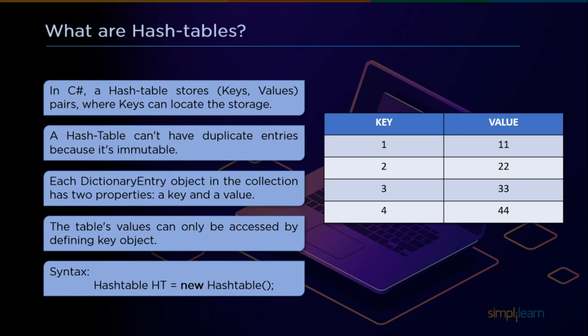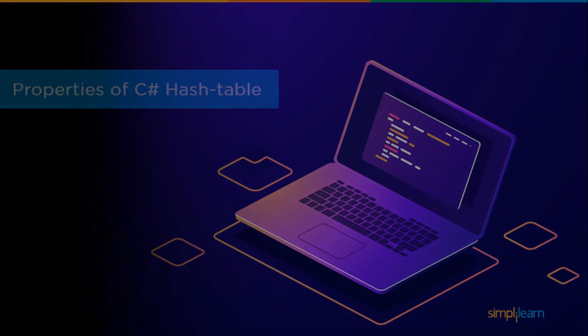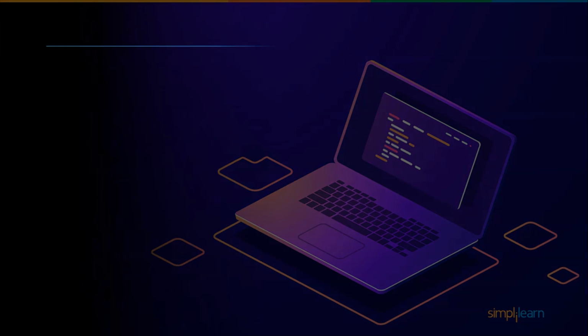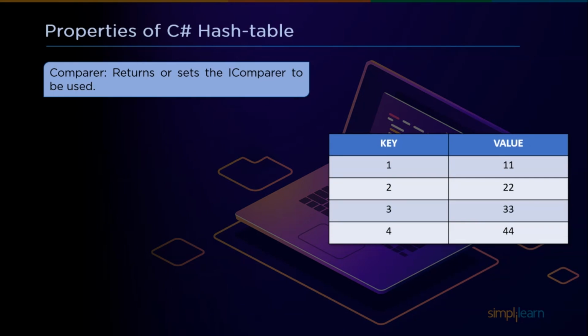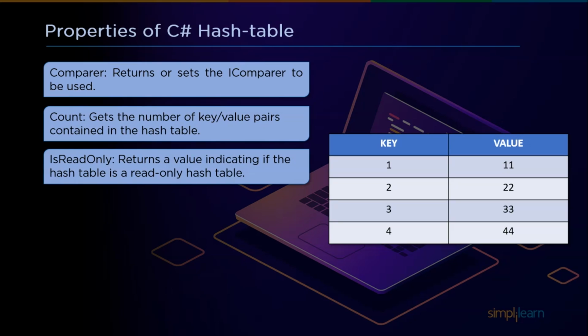Now, let's have a look at the properties of hash table. First up, comparer. It returns or sets the comparer to be used. Next, count. This returns the number of key-value pairs in the hash table. Then, IsReadOnly will return a value indicating whether the hash table is read-only or not.